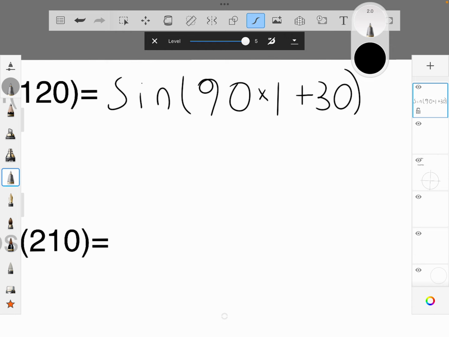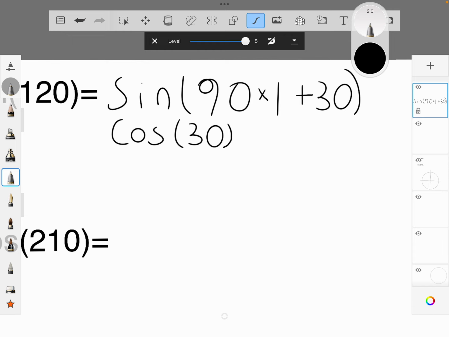But to proceed with the equation, we need to make it so that instead of the 90 times 1, there's only the 30. So we need to cancel out the 90. But to do that, we need another 90. But we don't have another 90. So the one way to solve this is by changing the sine to a cos. So now our question would be, what is cos 30 degrees?